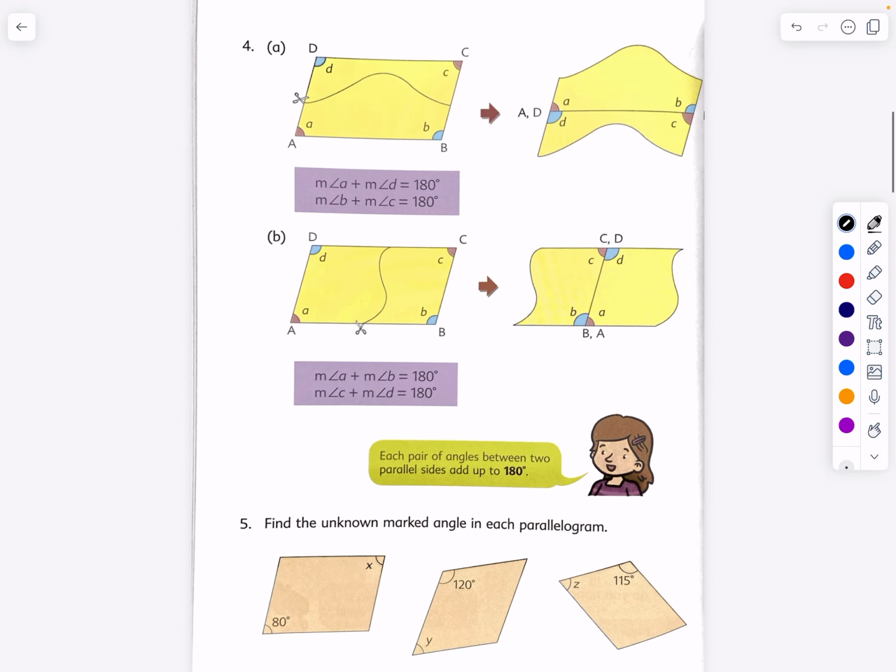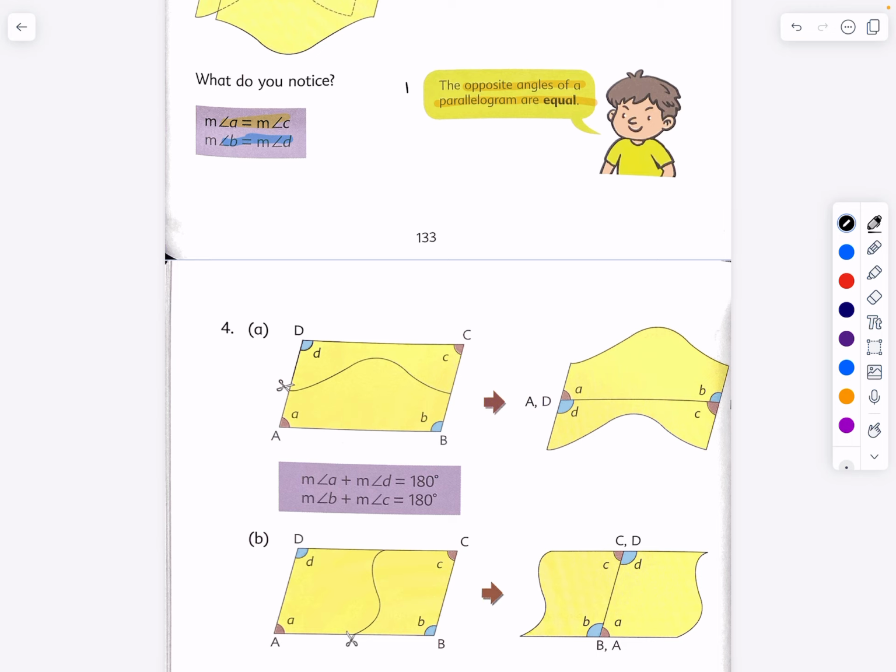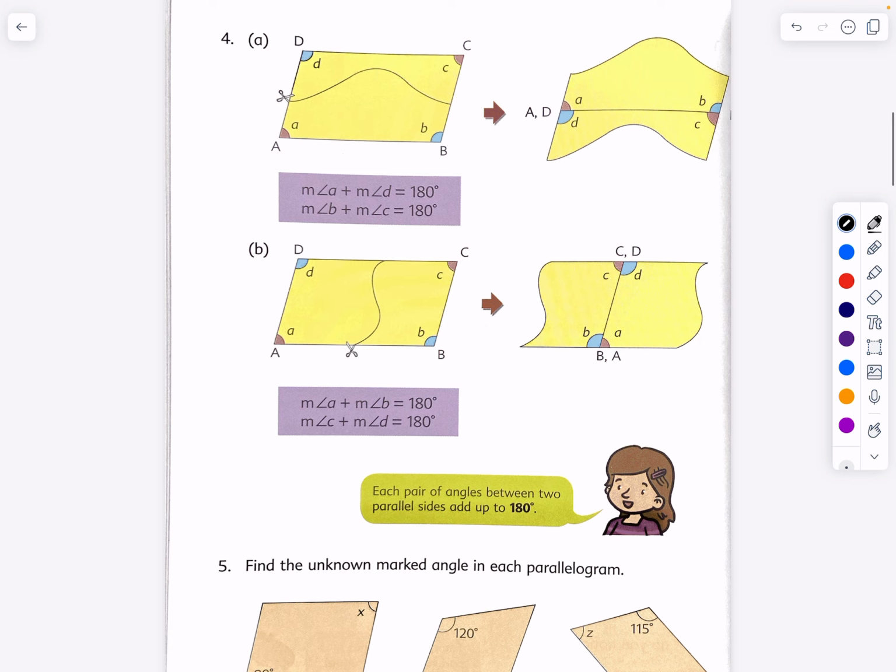So, another interesting theorem. There are three. The first theorem is the opposite angles are equal. The second theorem is that neighboring angles between two parallel sides add up to 180 degrees.